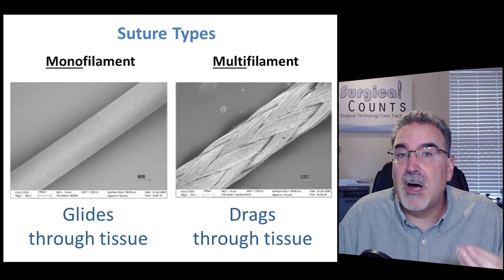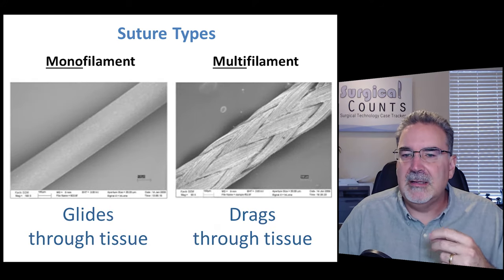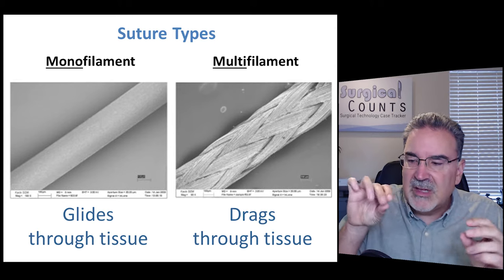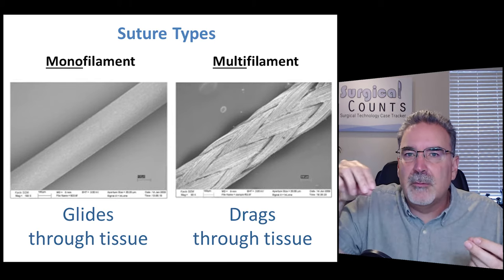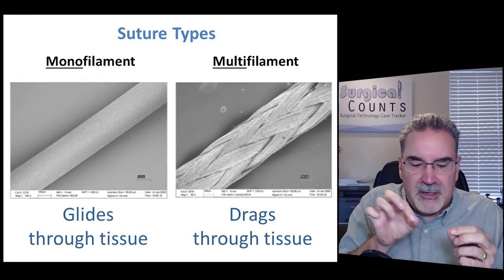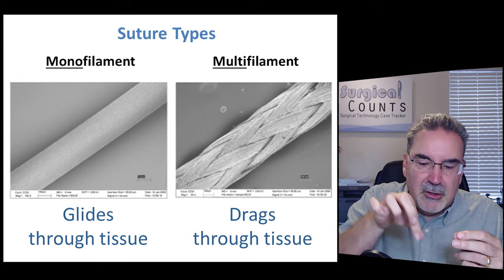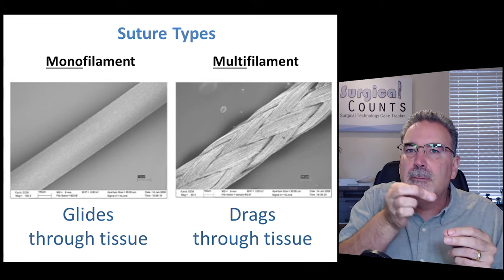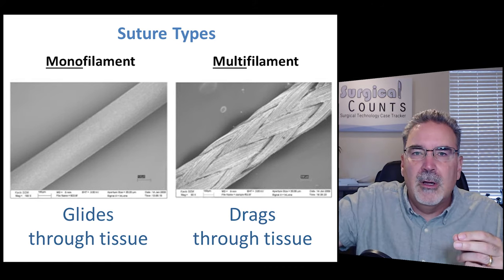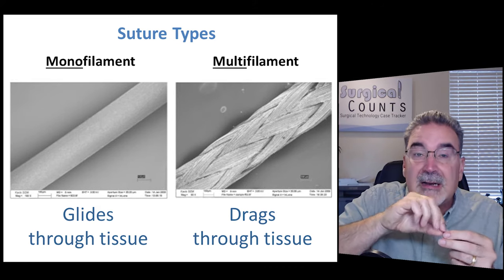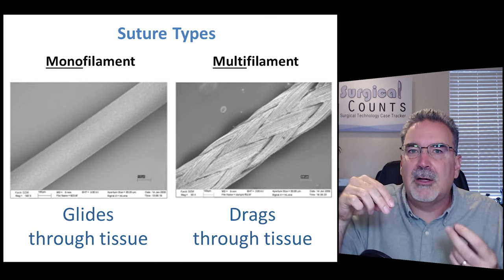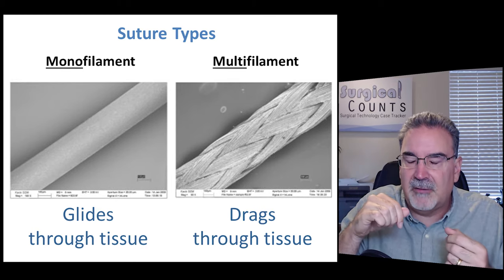One other advantage of monofilament over multifilament is that because it's so smooth, it tends to just glide through the material. So let's say you're suturing a very tiny, very soft, very delicate blood vessel, and you take your monofilament suture, and it's just going to pull right through the little hole that you've created, not causing any damage to the tissue of that blood vessel.